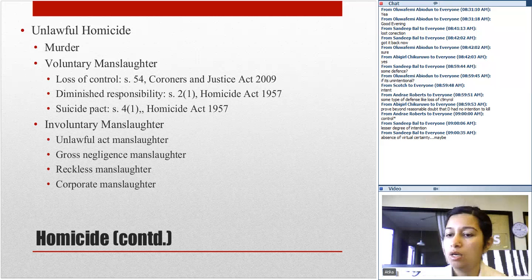Yes, loss of control is one of the defenses, and when the defense raises that defense, it says my client did not have intent to kill or cause grievous bodily harm. Then the charge can be reduced to voluntary manslaughter. Good.